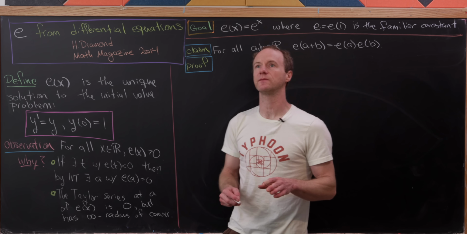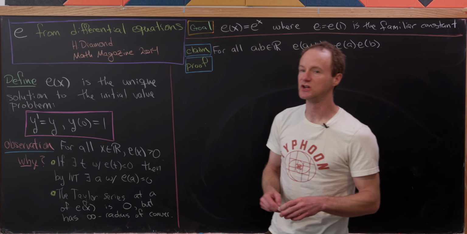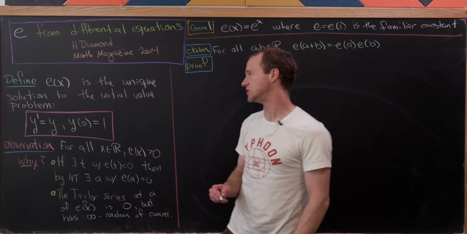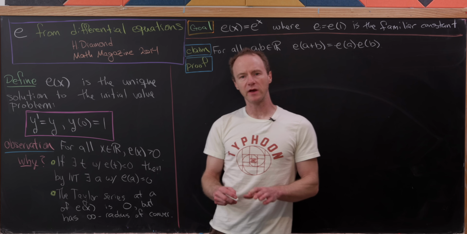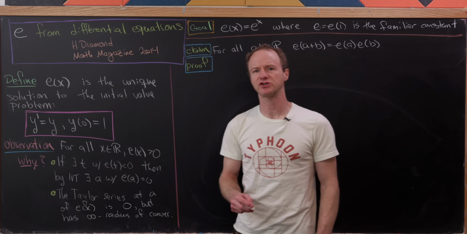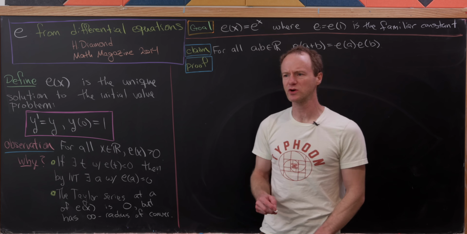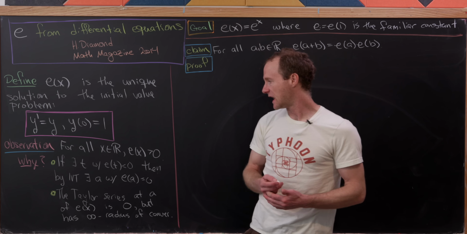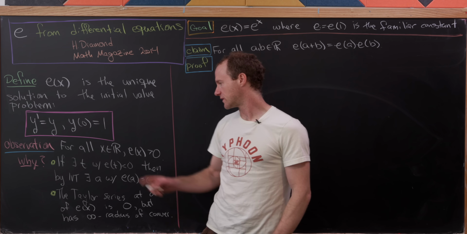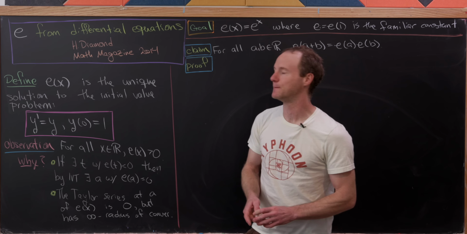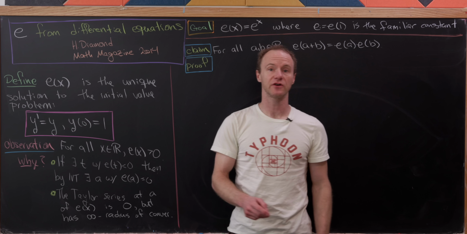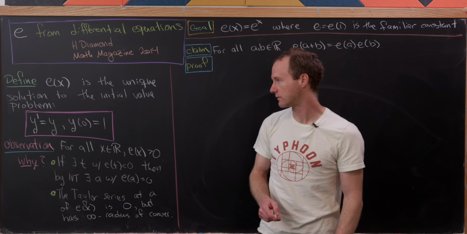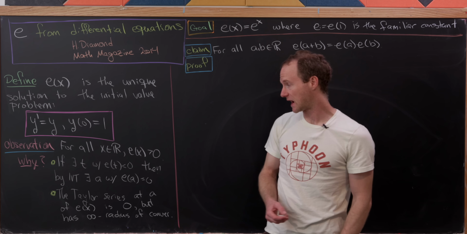And I guess we're using some theorems from differential equations to know that there is a unique solution to this initial value problem. Okay, so let's start with an observation. We're just going to outline the idea of the proof, but it'll be important as we move forward. And that is, for all real numbers x, E(x) is bigger than 0. So in other words, the solution to this initial value problem is always positive.